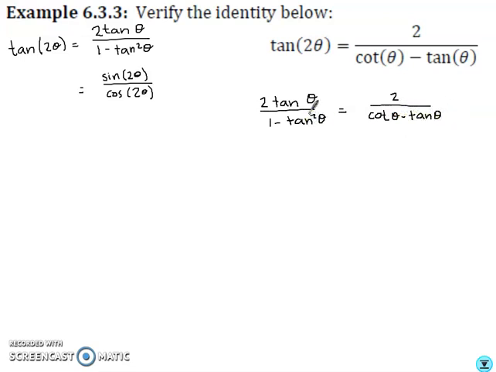One thing I know about the relationship between my tangent and my cotangent function is that cotangent is actually 1 over tangent. So if I multiply this 1 by 1 over tangent, I will get cotangent. And if I multiply tangent squared by 1 over tangent, I will get tangent. And that starts to look like the denominator that I have on the right.